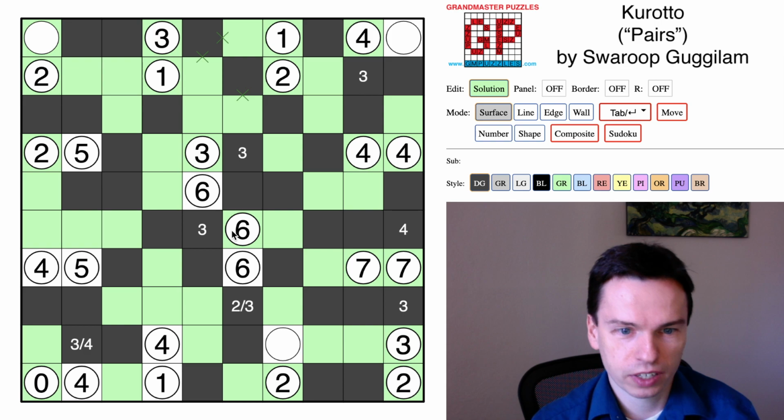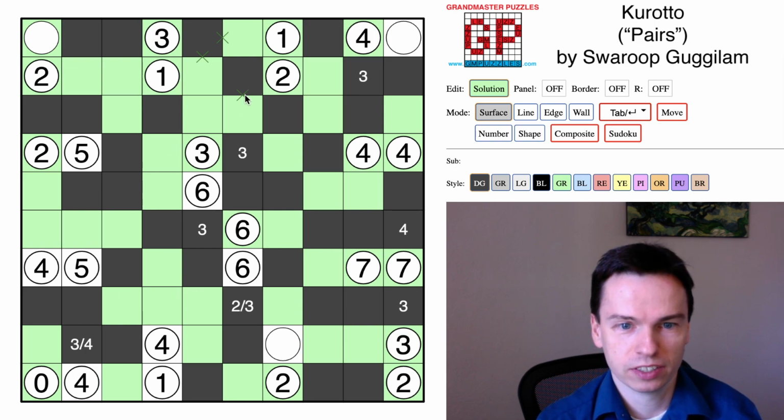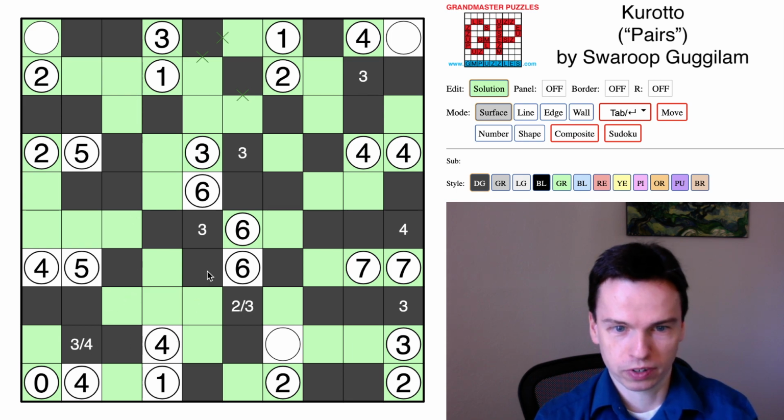So hope you got a sense of how to play with Kurotto, also a sense of how to use things like the edge helper cells or marking numbers within the shaded groups to help track with this puzzle.